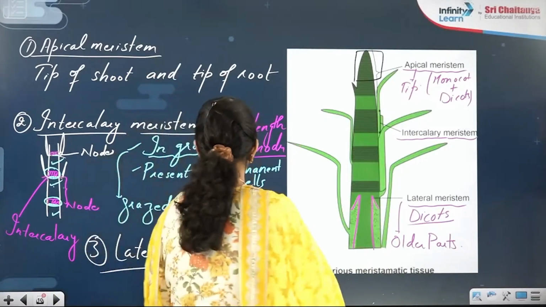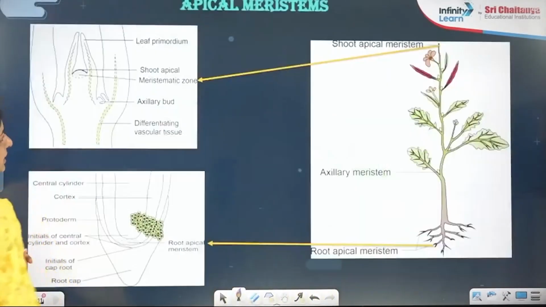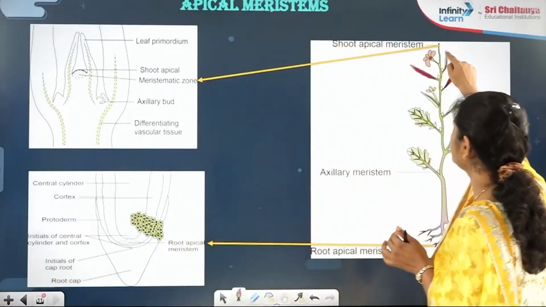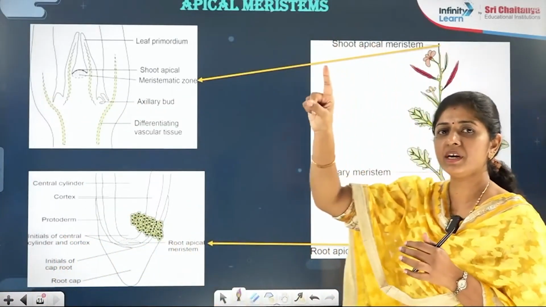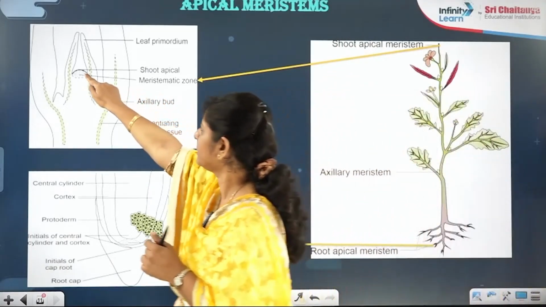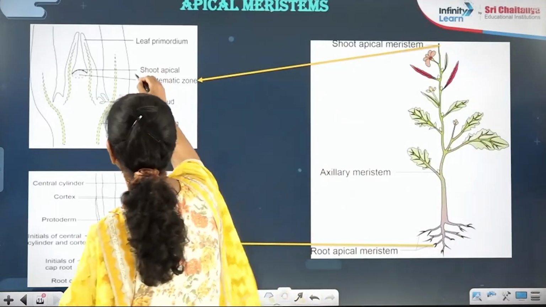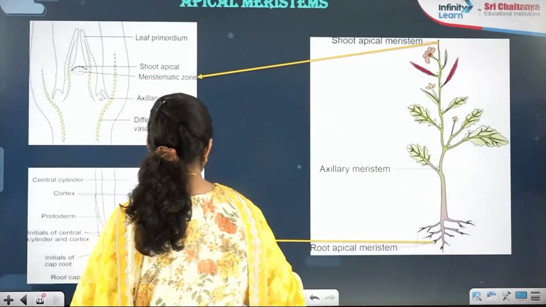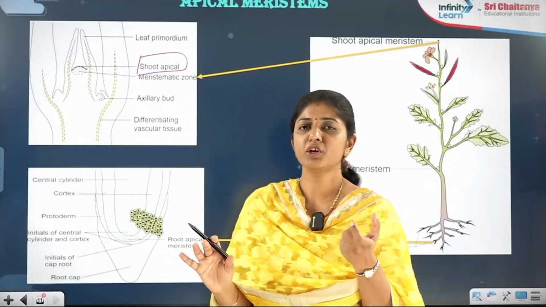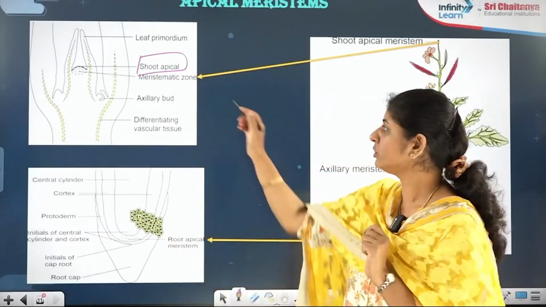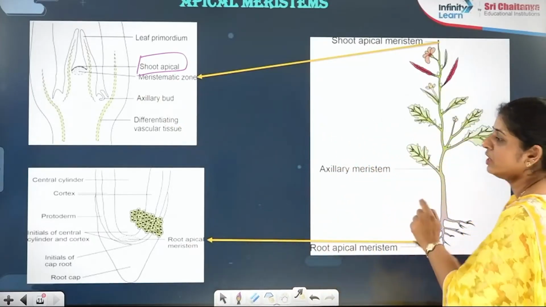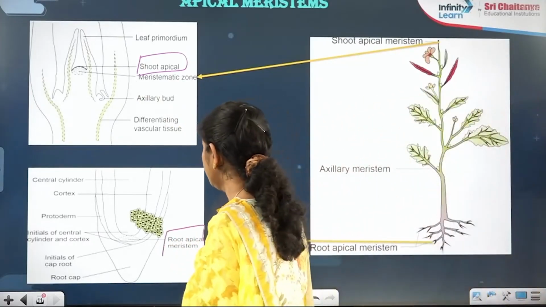At the last, let me show you this diagram just to indicate. I told you the apical meristem is here. When you take out the apical bud, you will find this at the tip. This you call the shoot apical meristem. Just focus on the point I am saying, don't look at any other word. Just keep in your mind that at the tip of the shoot you have the shoot apical meristem, and at the tip of the root you have the root apical meristem.